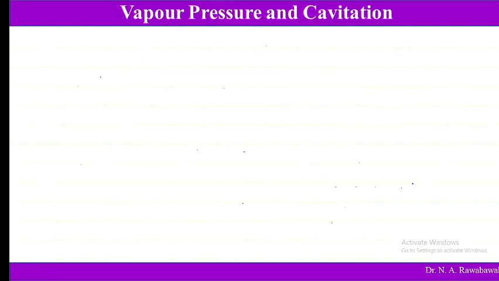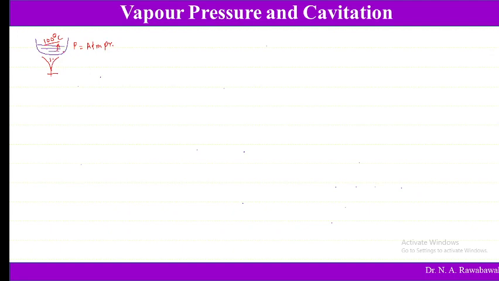But today we see vapor pressure and cavitation: what vapor pressure is and what cavitation is. Now as we know, for example, if we consider a pan in which we have water, and it is heated, then it starts to boil. At atmospheric pressure, this water starts to boil at 100 degrees Celsius and gets converted into vapor.